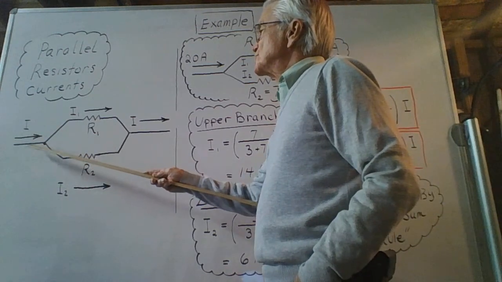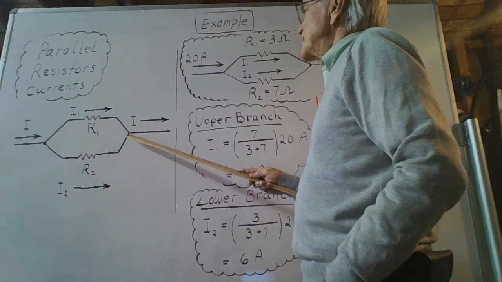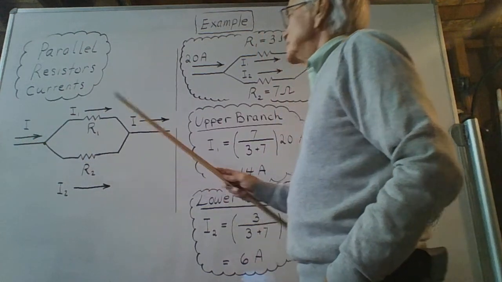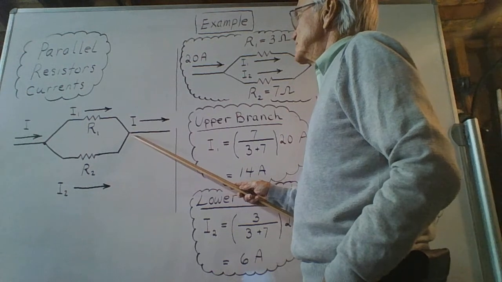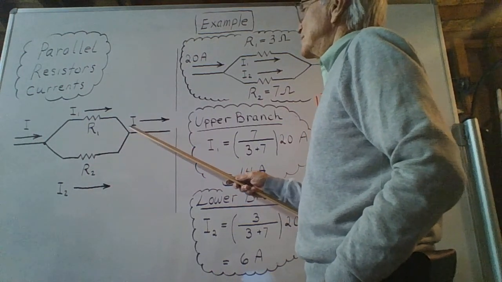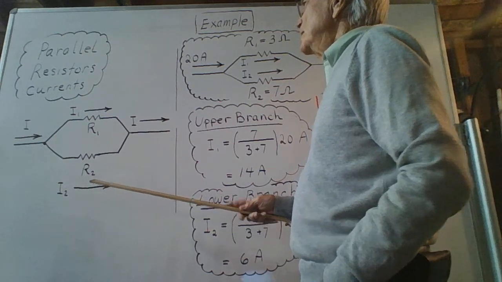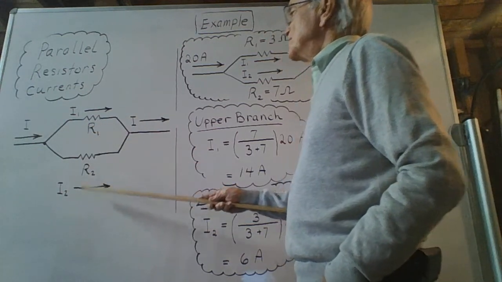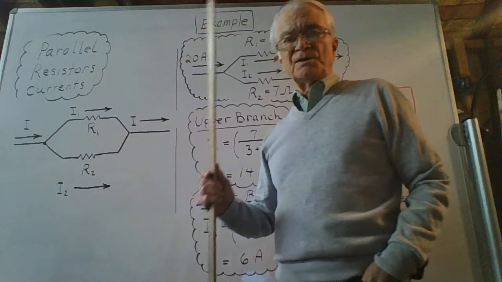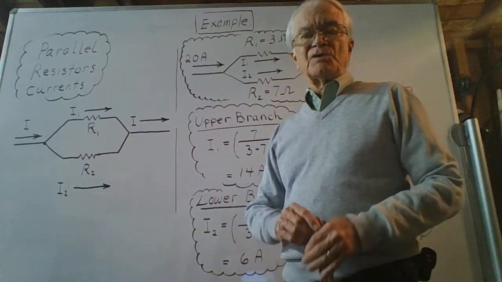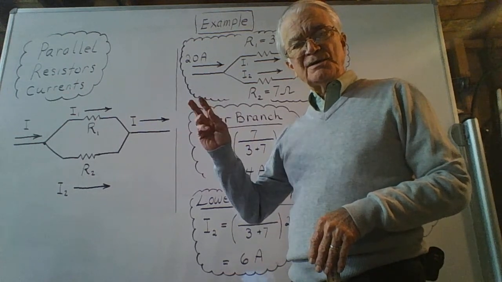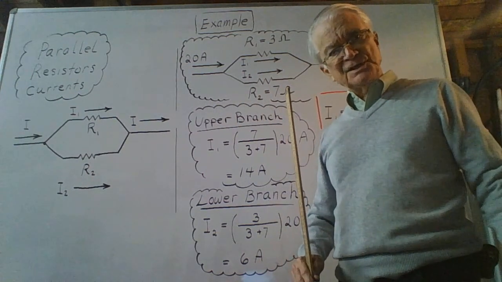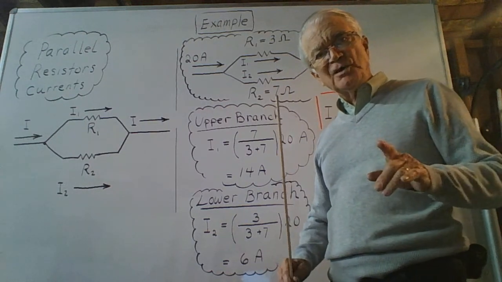A current I approaches the branch point and exits at this branch point. Whatever current approached this branch point, that's the same as the current that combines to leave the second branch point. The currents are labeled I1 through resistor R1 and I2 through resistor R2. It's the purpose of this lecture to show you how to calculate the amounts of current in each of the two branches. I'll first show you what the result is and then describe the general rule that you will follow.